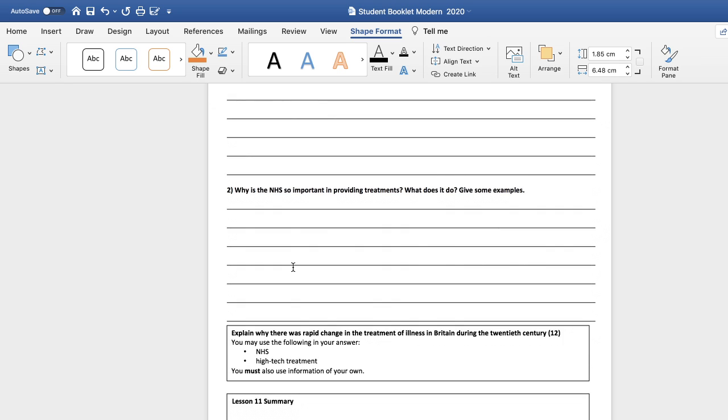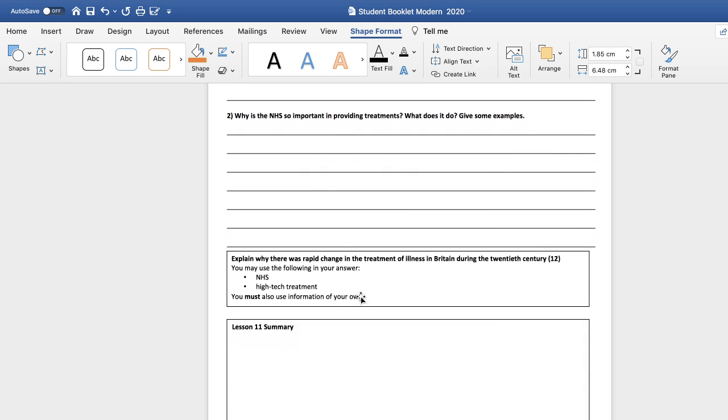Then our second one is, why is the NHS so important in providing treatments? What does it do? And again, I want you to think about that quote from Cradle to Grave. Why is it so important? Why, as a country, are we well known for the NHS? Why was it so revolutionary? So that question in your homework can directly help you.